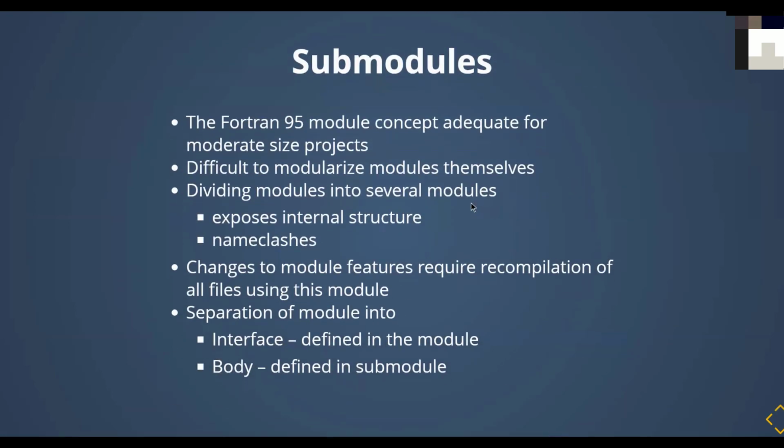Submodules is also something new for Fortran 2008 and later. In Fortran 95, a module must be contained in a single source code file. And that perhaps works in some projects that don't have really large modules. But what you can do now in Fortran 2008 and later is divide up a module into submodules. So a set of submodules can implement a single large module.